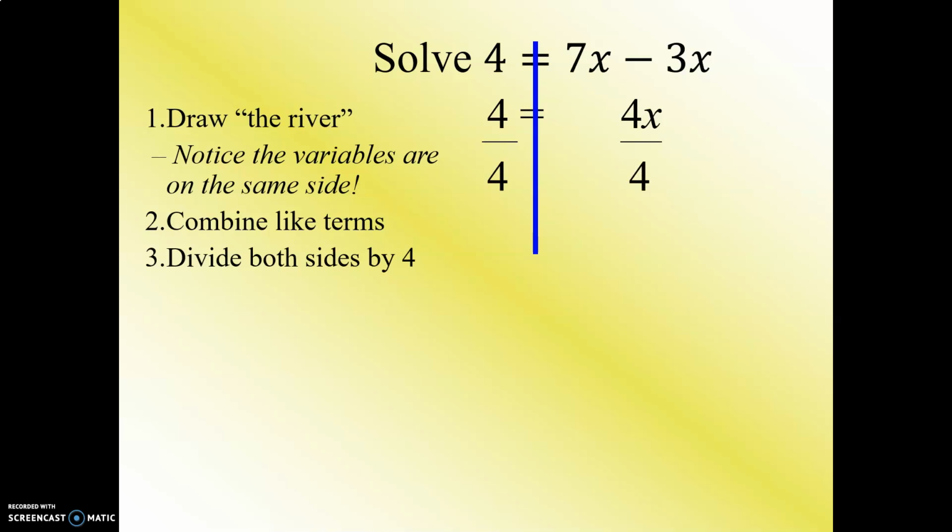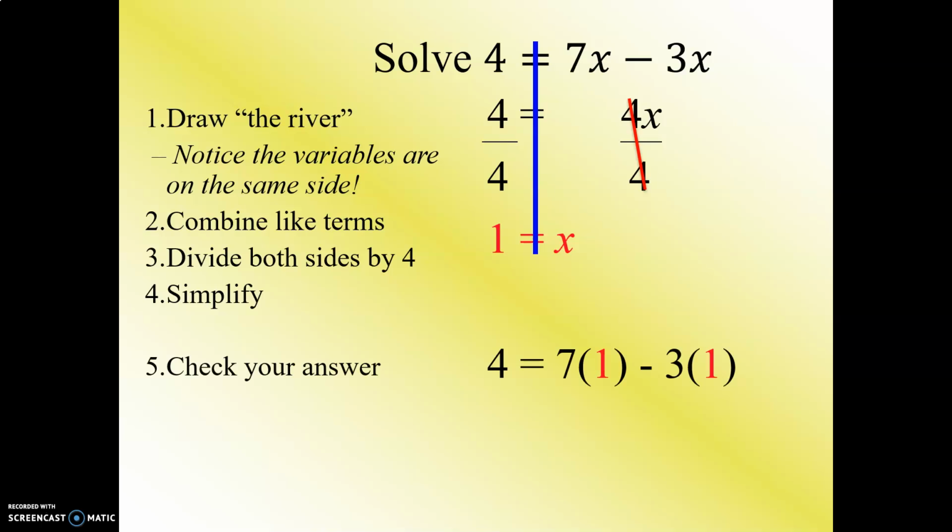Okay, then we go back through and do our problem solving like we did before. Do those inverse operations. X is being multiplied by 4, so we want to divide both sides by 4 and simplify, and in this case we'll get x is equal to 1. And we always want to remember to check it. 7 times 1 minus 3 times 1 is indeed equal to 4.